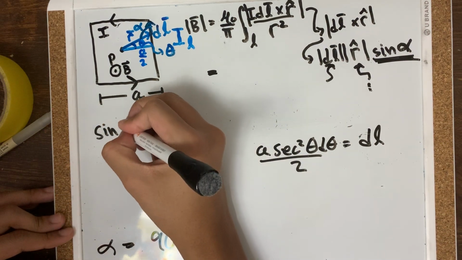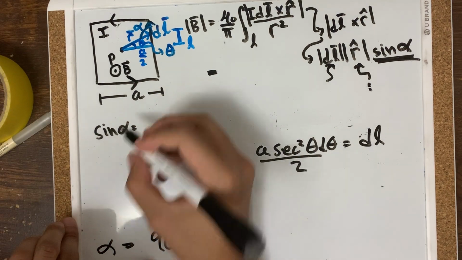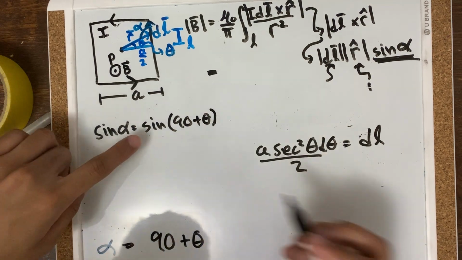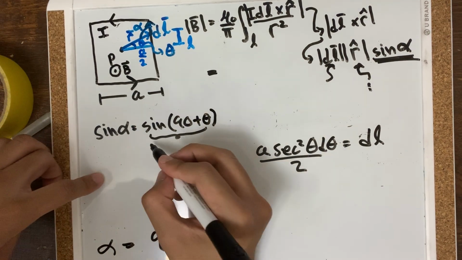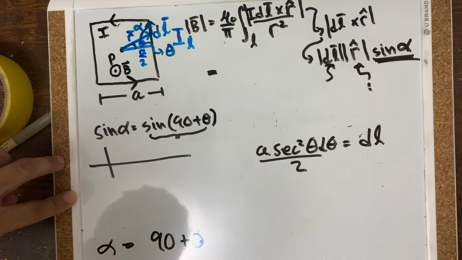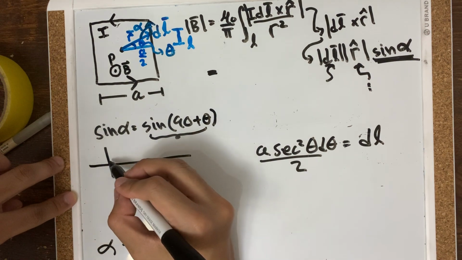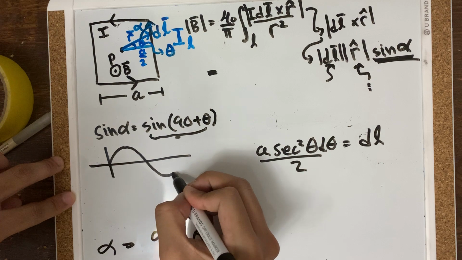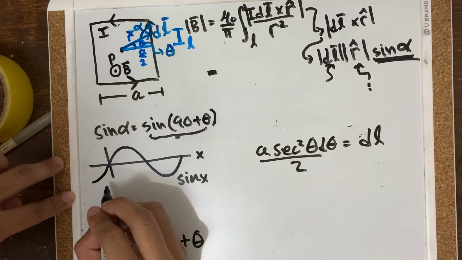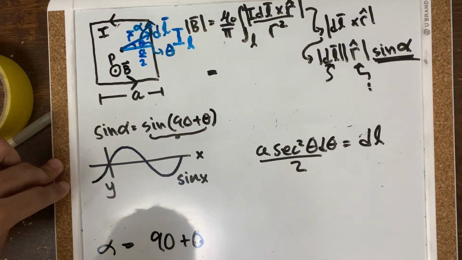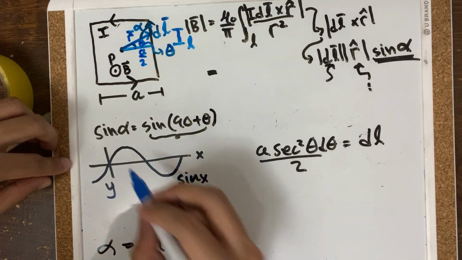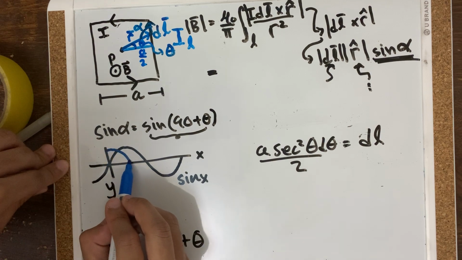So sine of alpha, but we know that alpha is just this, so we can just do sine of 90 plus theta. We could do further analysis with this sine of 90 plus theta, because sine and cosine are periodic functions. So I will draw this is sine x, this is the x-axis, this is your y-axis, and then sine of 90 plus theta means you're moving the whole graph to the left by 90 degrees, which is just this.